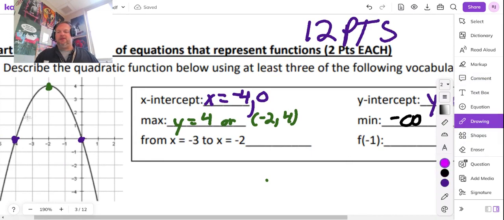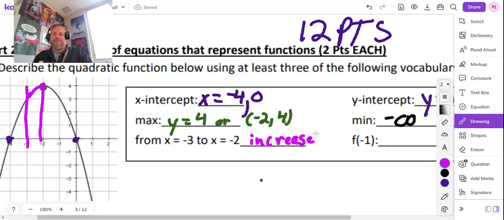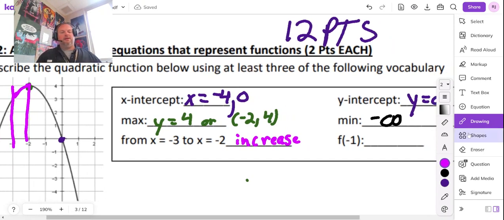And then from -3 to -2. If we look at this, what is it doing? Well, it's going up from left to right, so this is an increase. All right. And when f of -1, so -1 is here. The graph is up here, so I have to go up. That y value, 3. All right.